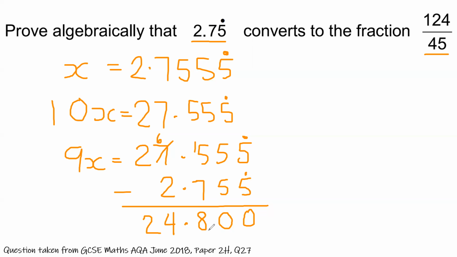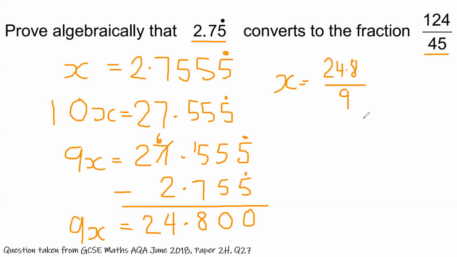So now, if we work out what x is, we know that this 9x is 24.8, so therefore x is equal to, let me just write this out so it makes it a little bit clearer. So we've got 9x equals 24.8. Now, if we just divide both sides by 9, we end up with 24.8 over 9.